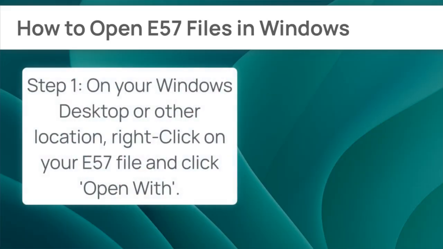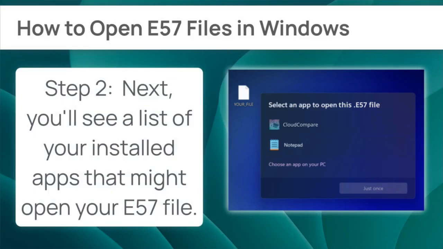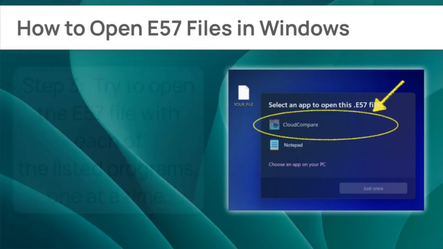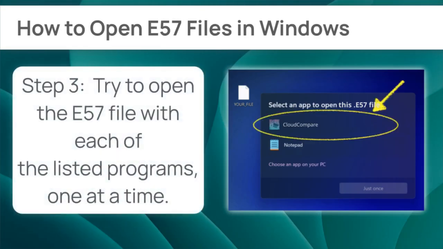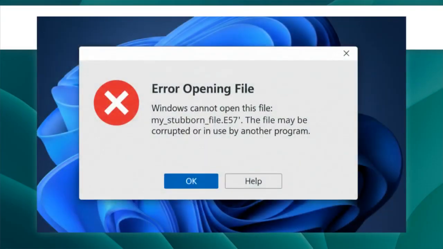The first step is testing the ecosystem. Right-click your E57 file and hit Open With. Try the recommended CloudCompare first. If it's missing, choose another program. It's common to need more than one attempt. When your E57 file isn't responding, don't worry, it's typical.